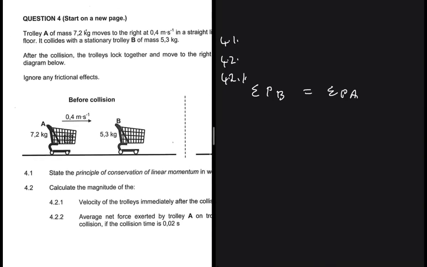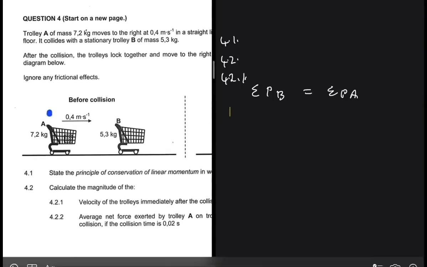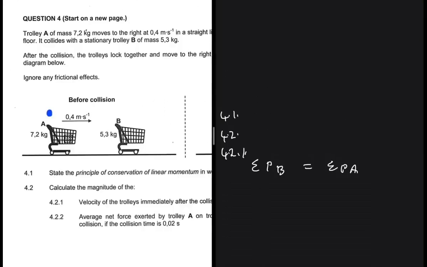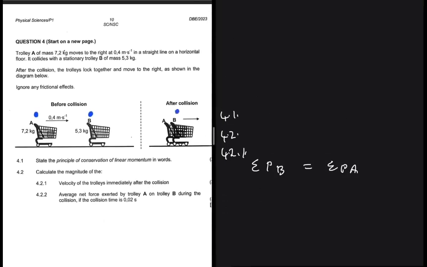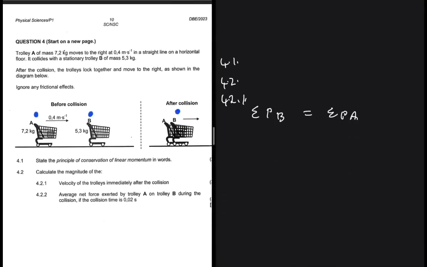So for our case here, we have trolley A, which is moving to the right, and trolley B, which is stationary. After they collide, they move together as one unit. If we set up our equation, we get m1 multiplied by the velocity plus m2 multiplied by its velocity equals (m1 plus m2) multiplied by Vf.